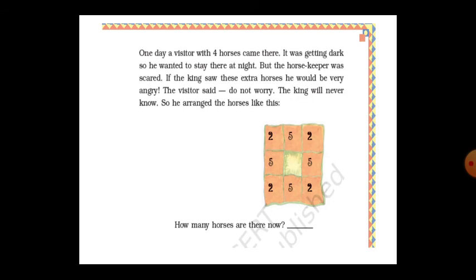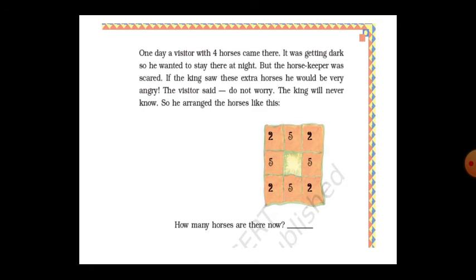See, that king will never know, because he arranged some horses like this. How many horses are there now? See here. In the first box, he kept two horses, the second box five horses, third box two horses, and fourth box five. So like that, totally how many horses? You have to add them all.